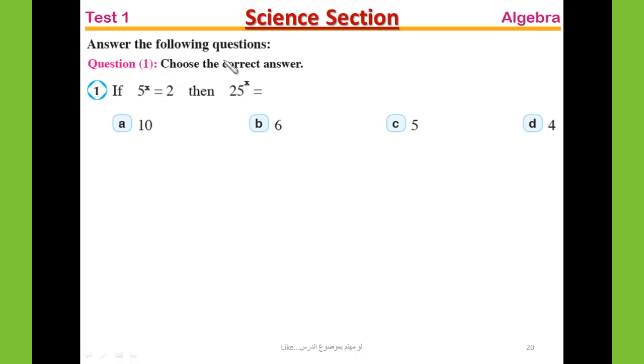Answer the following questions. Question 1. Choose the correct answer. 1.